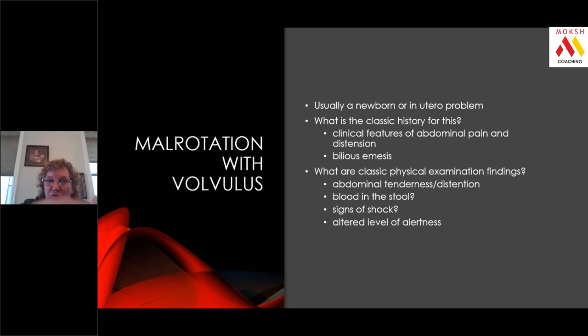Classical physical findings, they usually have a distended, tender abdomen. They can have blood in their stool because, again, you twist it and your gut's dying, you're going to poop a little blood. You can be tachycardic, poor perfusion, those signs of shock. And usually the emergency department, my job is fluid resuscitation, stat surgery consult, getting the kid ready for the operating room. What is the diagnostic study of choice?